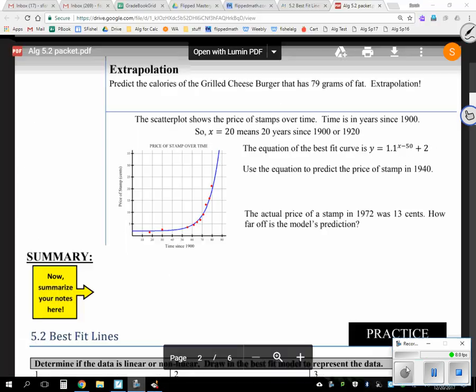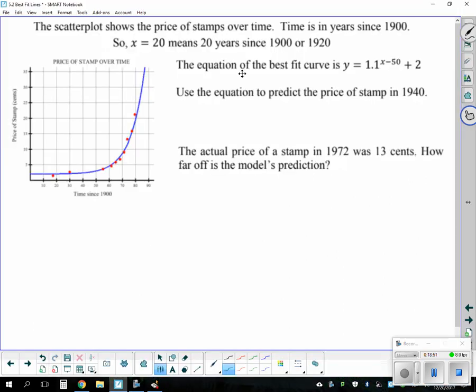Okay, one more. Okay, whoops, I'm on the wrong screen here. This scatter plot shows the price of stamps over time. Time is in years since 1900, so be careful with this. So x equals 20 doesn't mean the year 20, it means 20 years since 1900, which would be 1920. So 1910, 1920, all the way up through 1990.